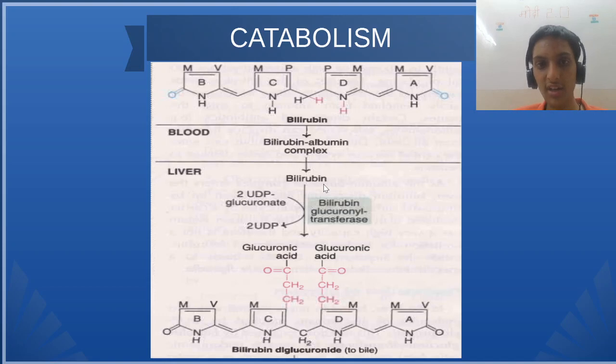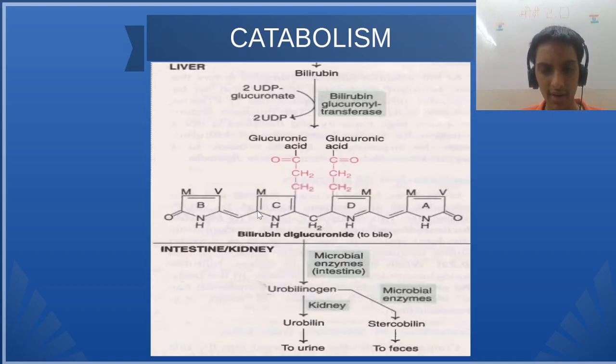Then in the blood it forms complex with albumin. When it enters the liver, dissociation of albumin. Then bilirubin on glucuronyl transferase, 2-UDP glucuronate to 2-UDP will get bilirubin diglucuronide. Why diglucuronide? Because two molecules of glucuronic acid, okay? Right. And this bilirubin diglucuronide is going to enter into the intestine or the kidney. In the intestine, through the feces, stercobilin will be excreted. Through the kidney, urobilinogen will form the urobilin, and that is excreted in the urine.